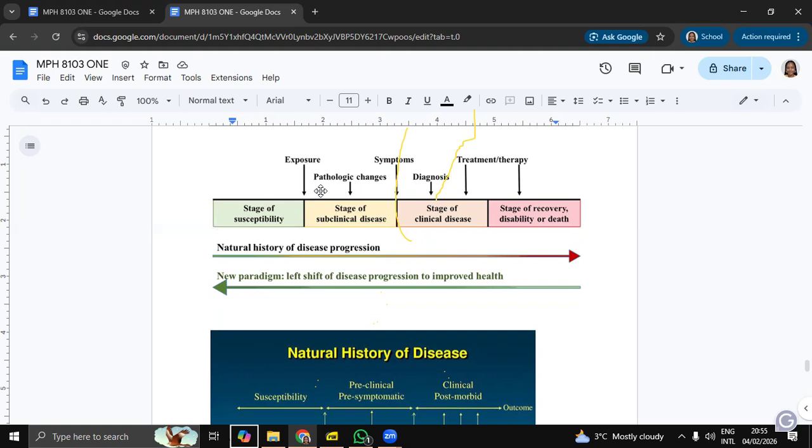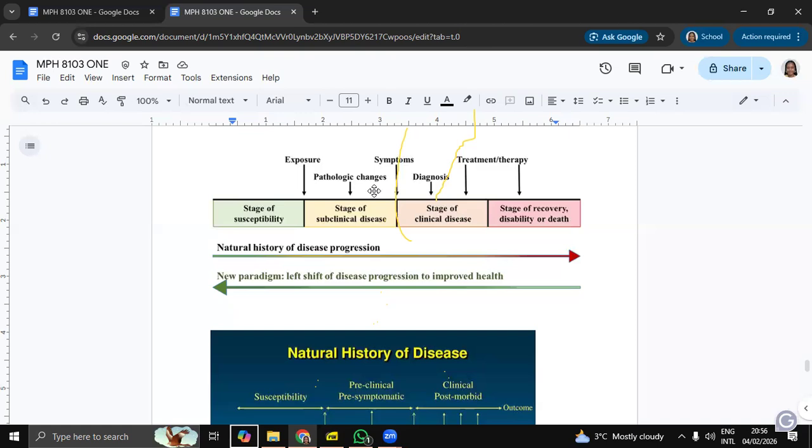Now, what is happening in this stage of subclinical disease? It means that the virus is now in the body and is causing some pathological changes in the body. But the person is still going about living a normal life. You don't even know that anything is happening. So if you look at the arrow pointing down to that stage of subclinical disease, you will see pathological changes. That's the key thing there.